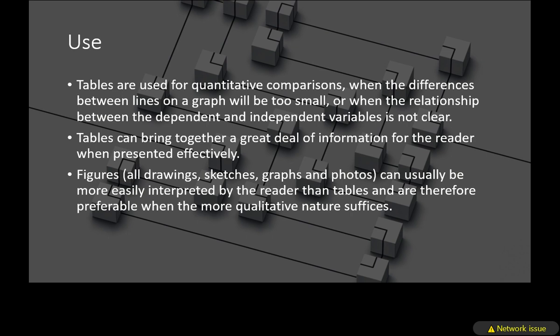Tables, if they are presented effectively, can provide a lot of information to the reader. Tables can be used like a 3D graph, or even a 4D graph as well, if they are presented properly. Usually figures are considered easier to read as compared to tables. Figures are more appealing in general, and they are more preferred instead of tables.